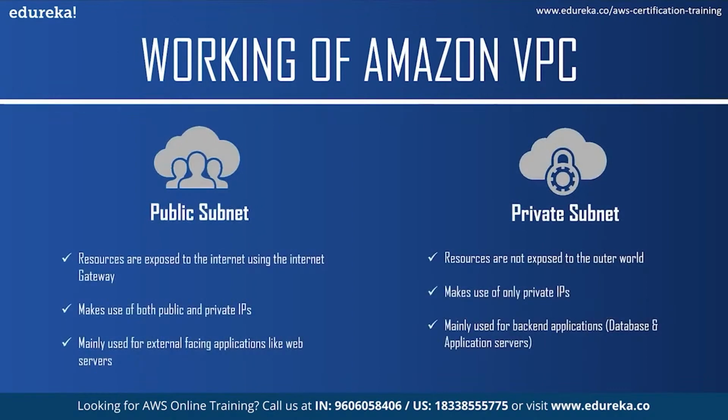Now, as I've mentioned public subnets and private subnets, let us see the difference between them. In a public subnet, resources are exposed to the internet using the internet gateway. They make use of both public and private IPs and are mainly used for external facing applications like web servers where you want your information to be visible to the users. Whereas in the private subnet, resources are not exposed to the outer world and it uses only the private IPs. They are mainly used for backend applications like database and application servers.